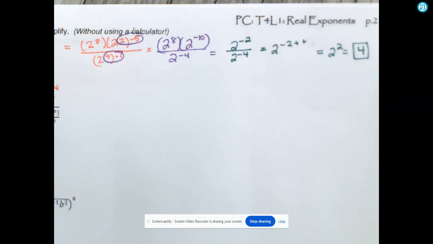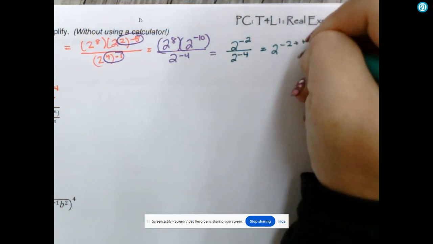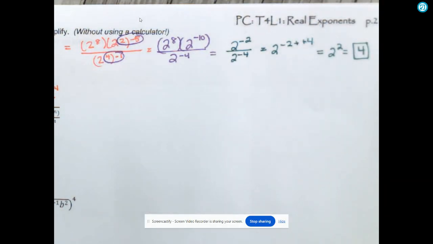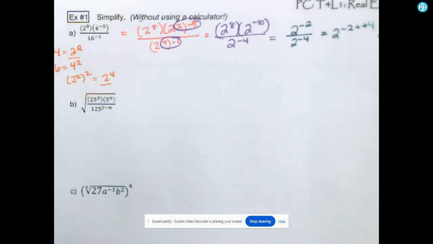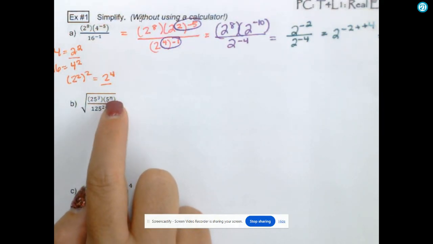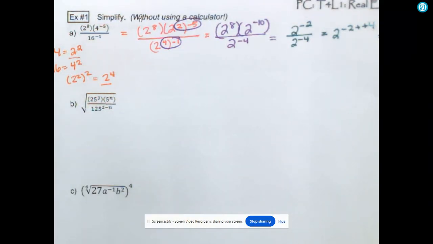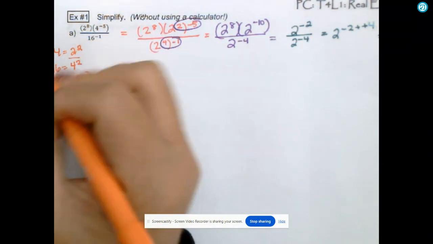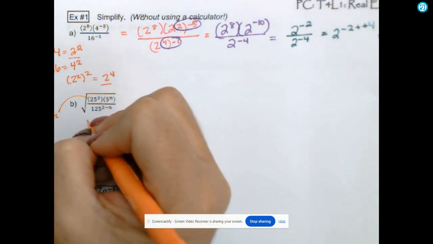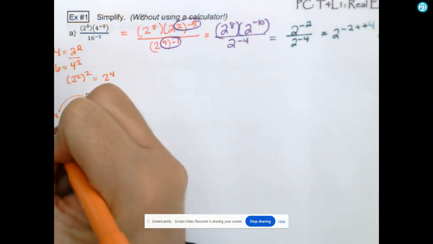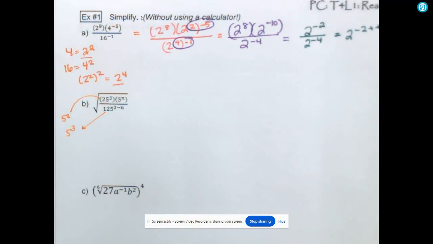All right, letter B. Let's see if we're dry yet. Okay, there's our pretty 4. Sorry about that. All right, letter B. A lot going on here, but again, the first thing I'm going to notice is this base. 5 is my lowest one, so I'm going to try to turn everything into a base of 5. Well, we know how to do that. 25 in base 5 is 5 squared, and 125 in base 5 is 5 cubed.